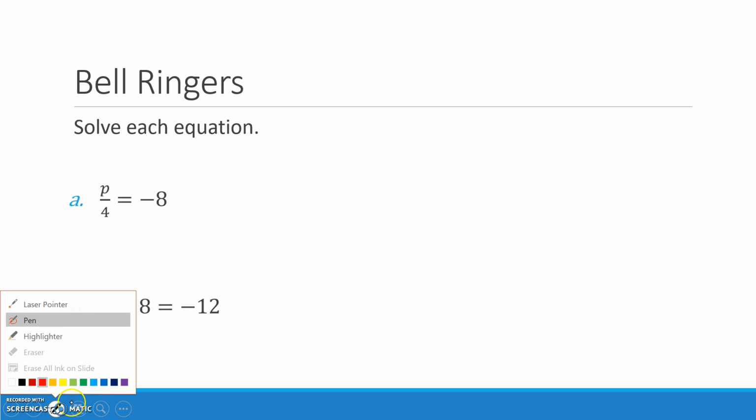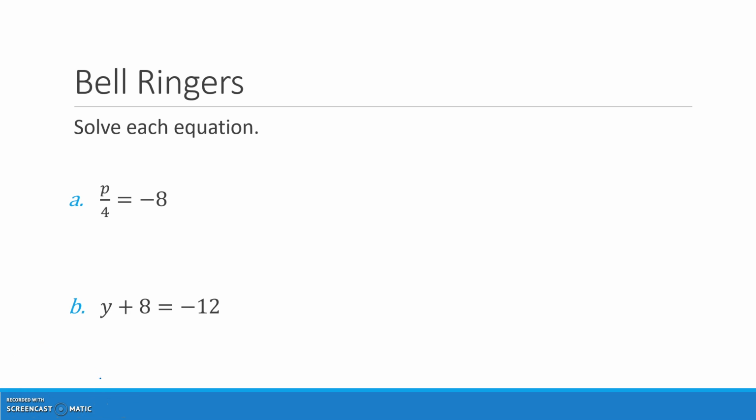Okay, so for the first one, we're going to look at our variables and say, what's happening between P and 4? They are being divided. So we have to do the opposite operation. The opposite of divide is to multiply. So I'm going to multiply by 4 on this side. I'm going to multiply by 4 on this side. And over here, 4 and 4 cancel out. And so we're just left with the P variable equals. And then we have negative 8 times 4, which is negative 32. So that would be our answer for the first one.